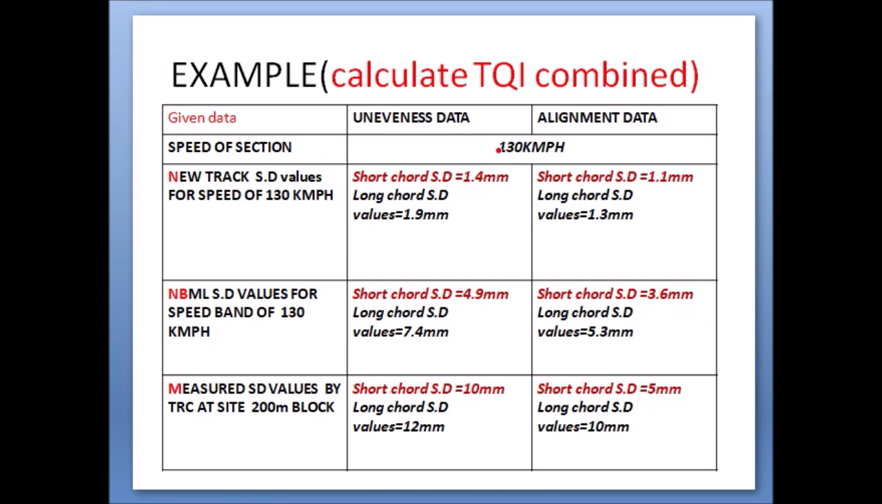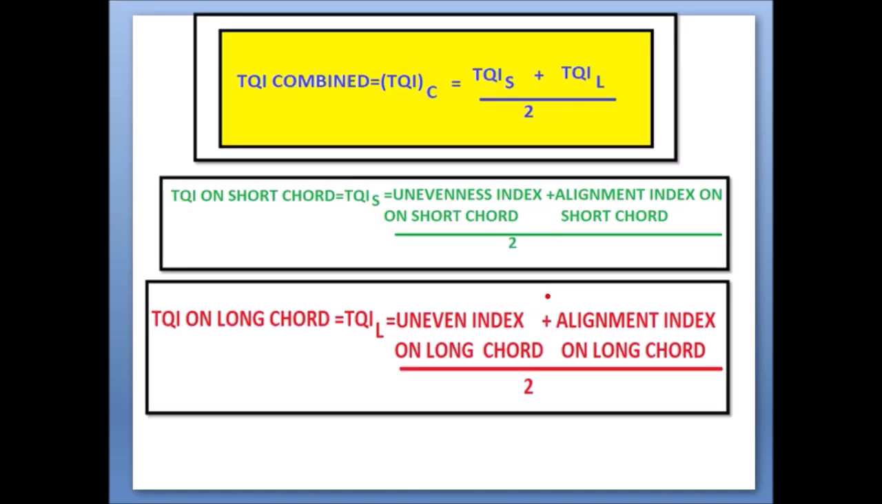So here we are taking this example for a section speed of 130 kmph. You can see here 130 kmph speed, and the details given are about unevenness and alignment over short chord and long chord. For unevenness, short chord and long chord, and alignment, short chord and long chord. So these are the things given.